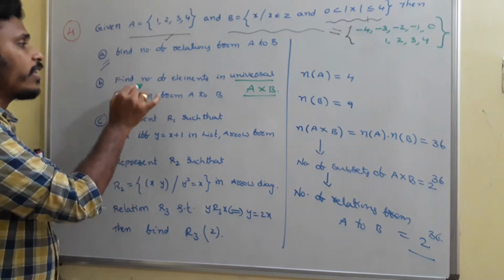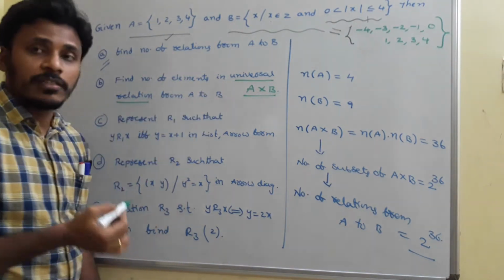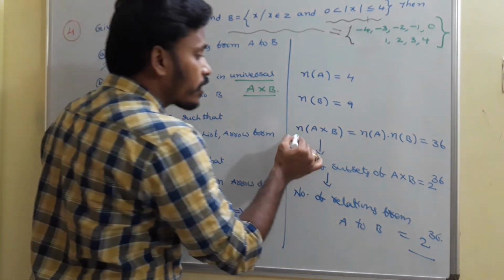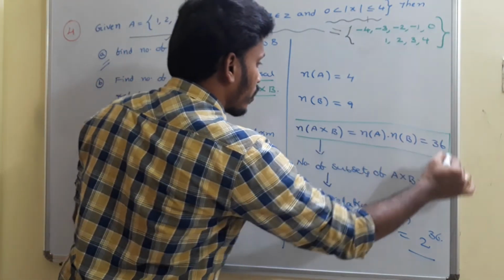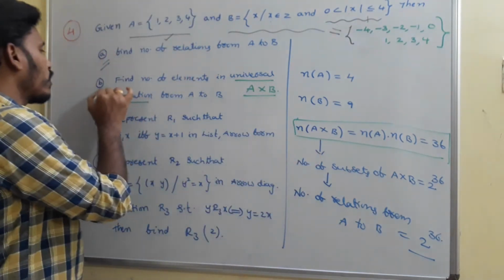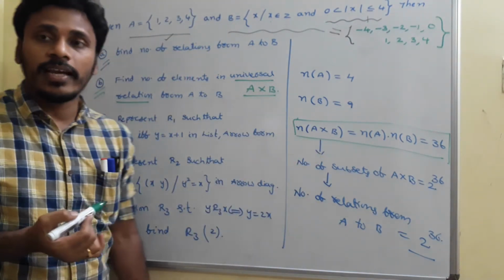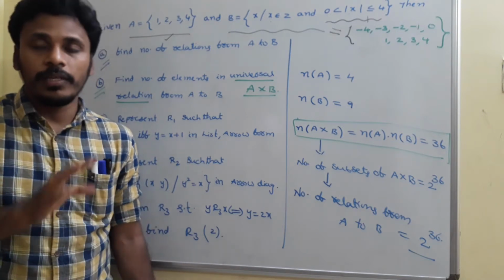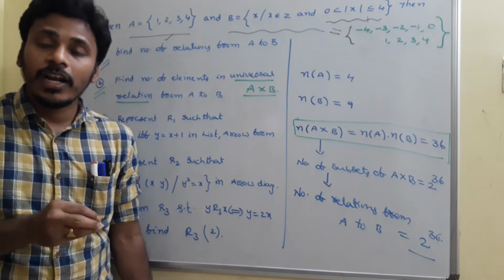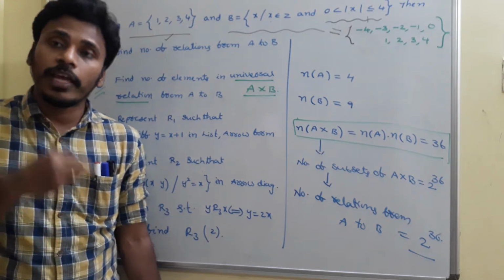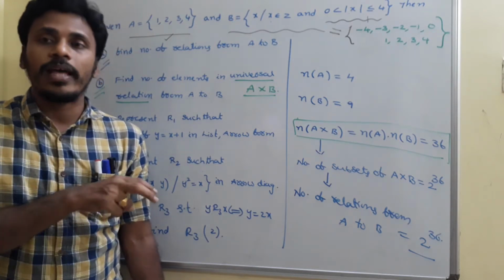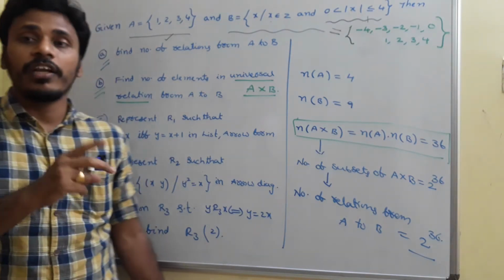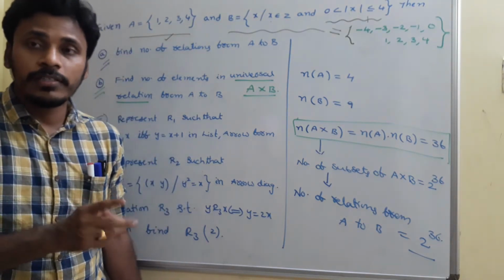So finding the number of elements in the universal relation is nothing but finding the number of elements in A cross B. Here, how many elements are there in A cross B? 36. So your answer for the second question is directly 36. Once again I am repeating, the universal relation is nothing but A cross B itself. Why? Because A cross B itself is a subset of A cross B. So that is known as the universal relation, and that's why the number of elements in the universal relation is equal to the number of elements in A cross B.